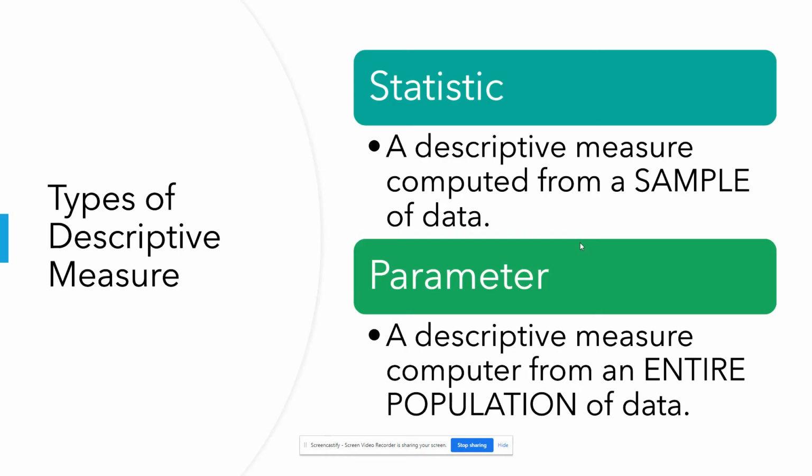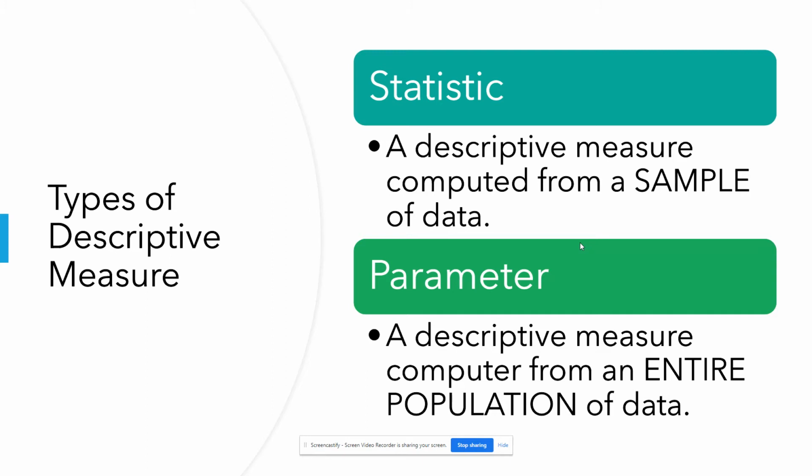All right, so let's look at types of descriptive measure. Now secretly, this is just new vocabulary. It says statistic. A statistic is a descriptive measure computed from a sample of data. And then we've got parameter. A parameter is a descriptive measure computed from an entire population of data. I've got a couple of spelling errors on here that I'll fix.